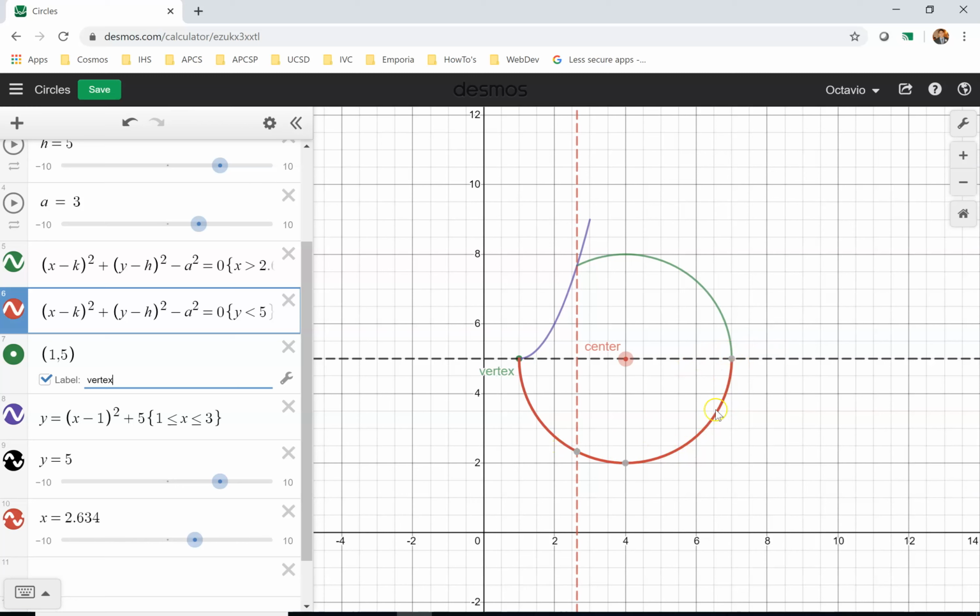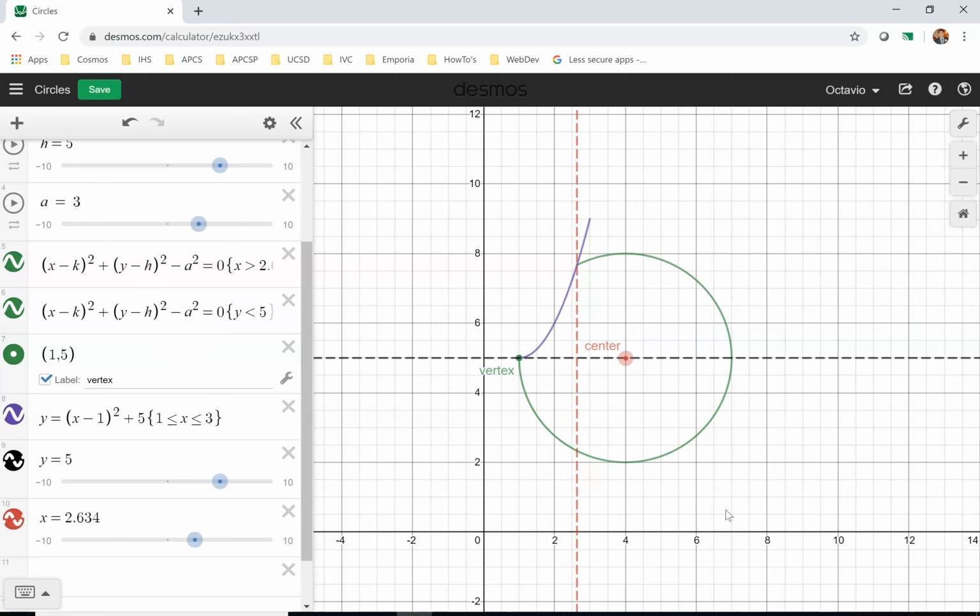I'm going to have this circle in red go just from here to right there. That's easy to do because I already have the bottom half, y less than 5. I'm going to say my x values are less than 2.63, so to the left, and that's only going to graph this portion. I'll restrict the domain for x to be less than 2.634. And now my red only goes up to here. If I then change the color back to green, it almost acts like they're the same circle.